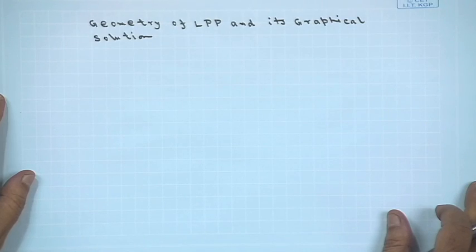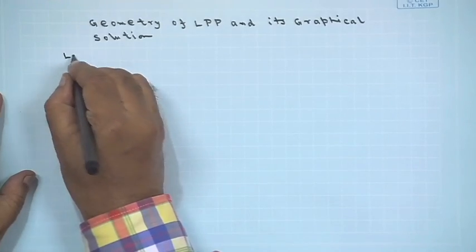Now, let us start the geometry of LPP and its graphical solution. Geometrically, how does LPP look, what does the objective function actually look like geometrically, or the constraints, and what about the feasible solution? All these things let us discuss first, and then we will go to the graphical solution of LPP. We will only go for the graphical solution of LPP for 2 variables, because with 3 or more variables it becomes difficult to visualize. First, let us go with certain definitions.